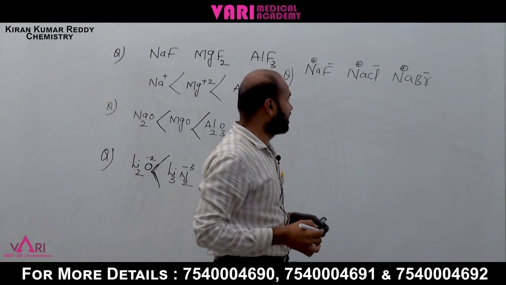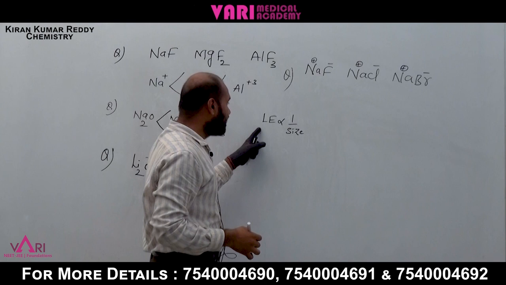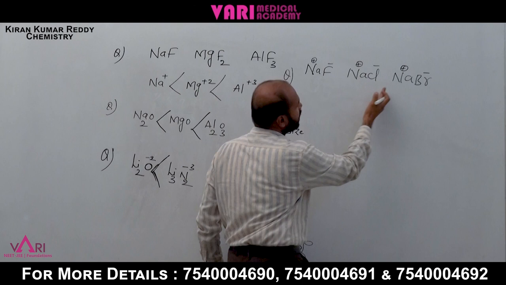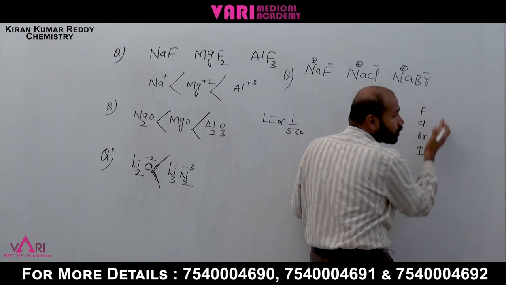You already know that lattice energy is inversely proportional to size. If size increases, lattice energy decreases. Now size increases from fluorine to chlorine, chlorine to bromine. Here is fluorine, chlorine, bromine, iodine. Which has the biggest size? Iodine has the biggest size. From top to bottom, the size increases.